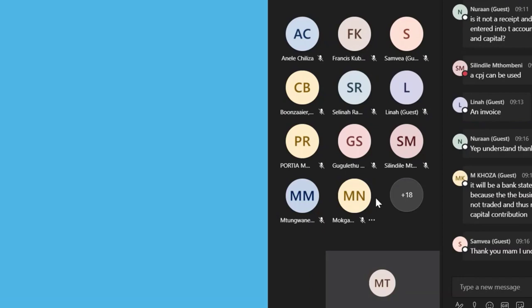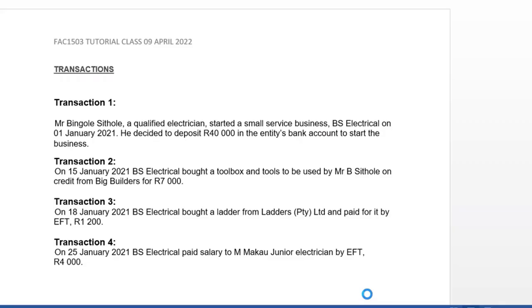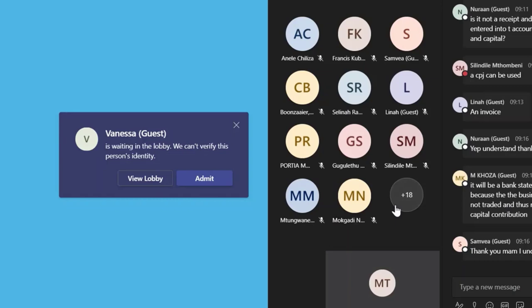So basically what I want you to just put in your mind, the exercises that you'll be doing on the learning unit, make sure that when you look at the transaction, try and understand what it is. So try and put yourself as a bookkeeper of that company. Put yourself as a bookkeeper or accountant of that company saying, oh, I'm looking at the transactions. What is the transaction for? Because can you see that this transaction is also telling you that he decided to deposit 40,000 in the entity's bank account to start a business? So it's also explaining to you what that transaction is for. So we sorted, guys. The source document for transaction one is the bank statement.